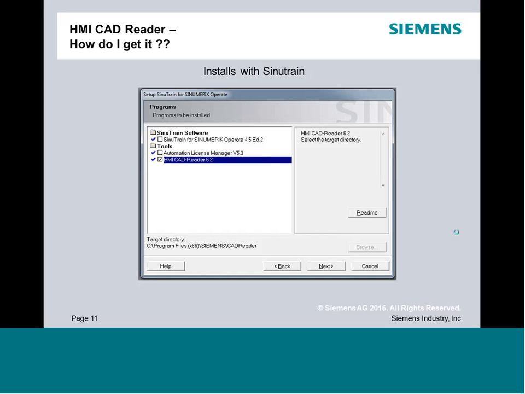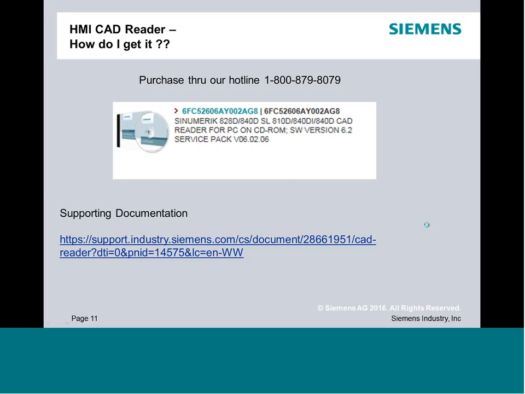If you did happen to deselect it and you rerun your Sinutrain setup.exe, it will give you the option to reinstall it. As you see here, in my case I already had it installed, so that little blue check mark to the left of HMI CAD Reader would not be there if it hadn't been installed. Then you can literally just check that one box, click Next, drive through, and it will install for you. Not only through Sinutrain, it can also be purchased as a standalone piece of software if you wanted to go that route.